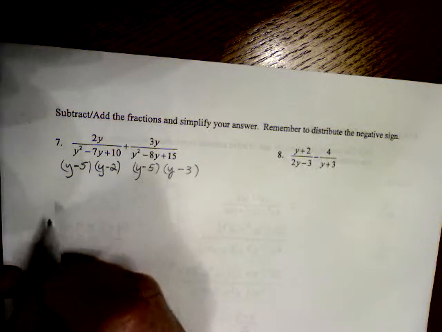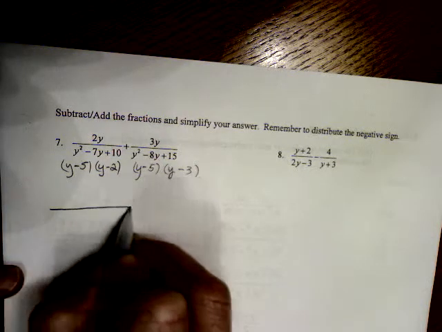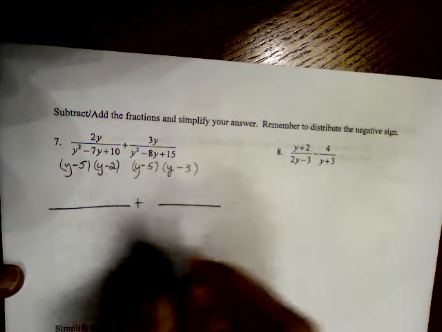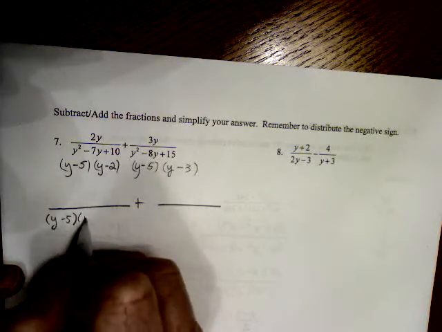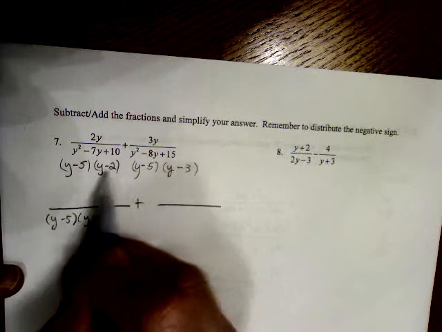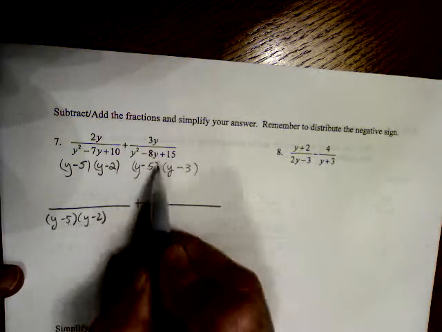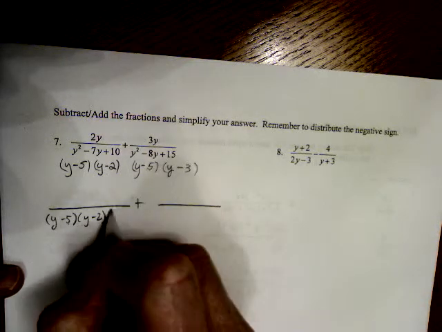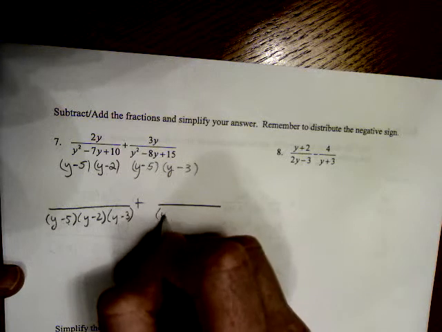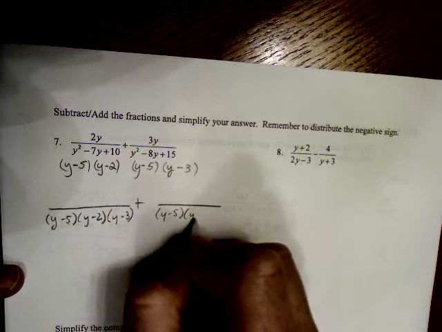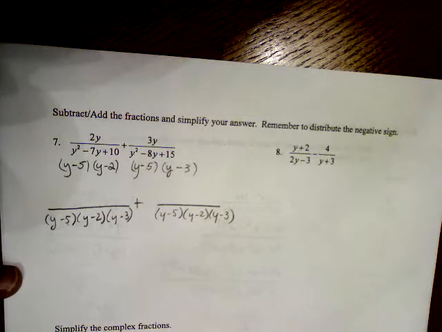So to get a common denominator, we need to make sure the denominators look the same on both sides. So we will need a y minus 5, a y minus 2. From this first expression, we already have the y minus 5, so I don't need to put that over here. But I do need to put the y minus 3. So our common denominator is y minus 5 times y minus 2 times y minus 3.